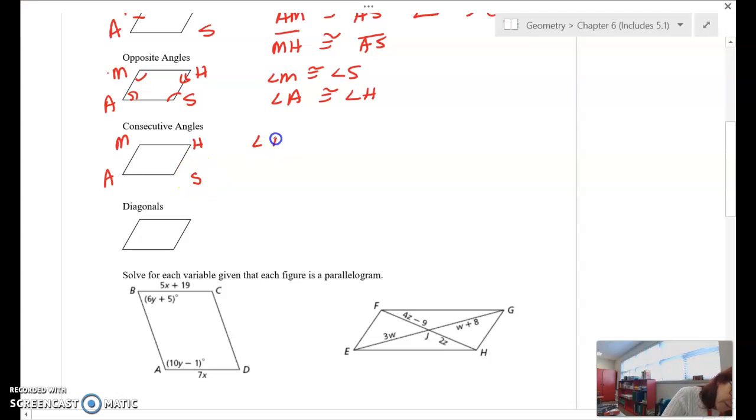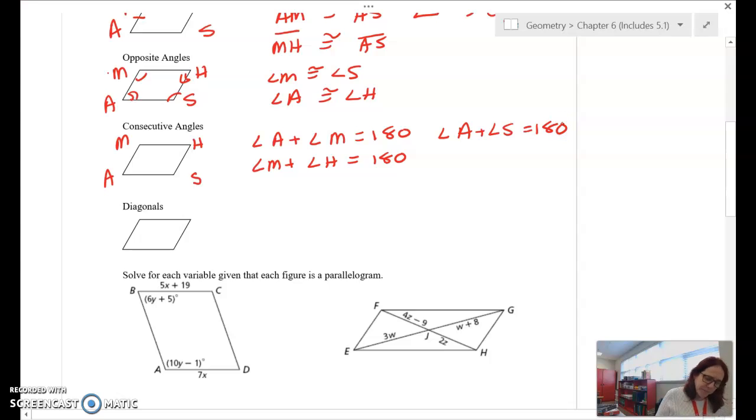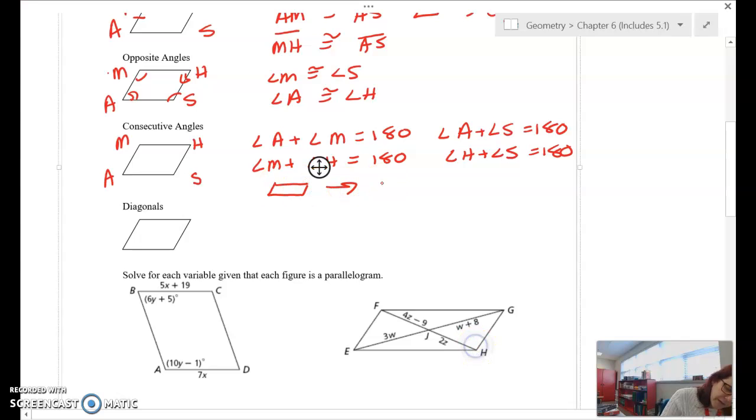So then angle A plus angle M equals 180. Angle M plus angle H equals 180. Angle A plus angle S equals 180. And then angle H plus angle S equals 180. And in shorthand, I would say parallelogram implies consecutive angles are supplementary.